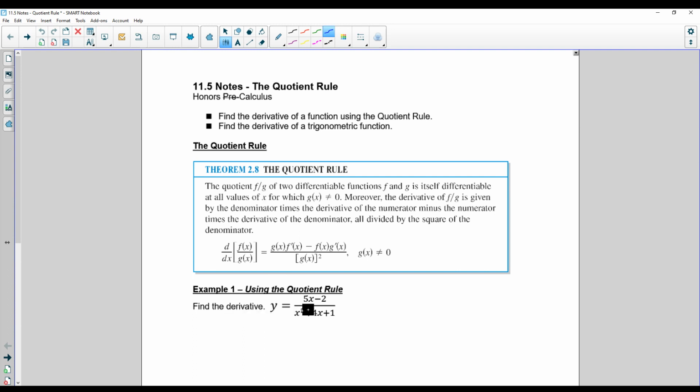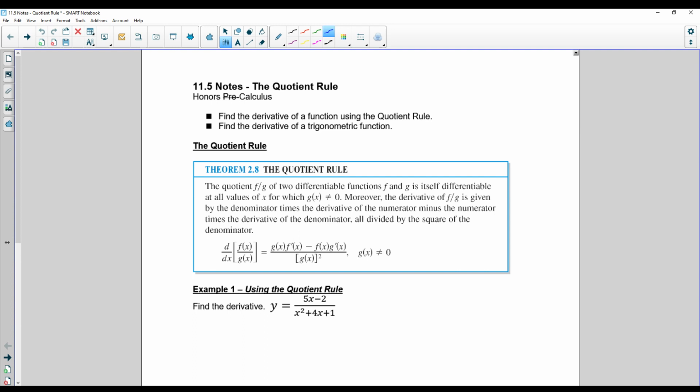Okay, so look at example 1 here real quick, just glance down to there. You've got a linear function on the top, divided by a quadratic function on the bottom. That's usually when you're going to want to apply the quotient rule to find the derivative, when you have a function divided by a function.